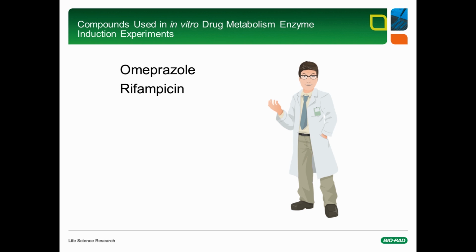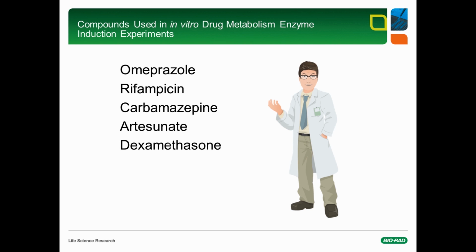Rifampicin, an antibacterial drug used to treat mycobacterium infections such as tuberculosis. It is known to induce a number of phase 1 drug metabolism and drug transport enzymes. Carbamazepine, an anticonvulsant and mood stabilizer that is used to treat seizures and mental conditions. It is a known inducer of cytochrome P450, family member 3A4, and family member 2C19. Artesunate, an anti-malarial drug.